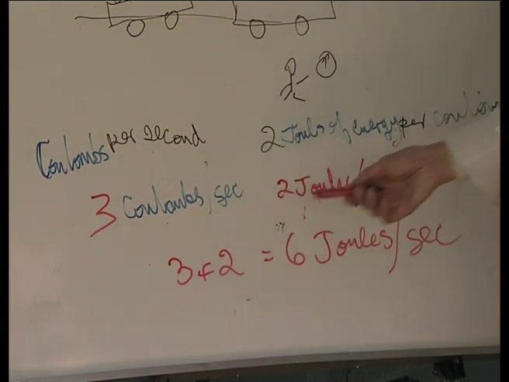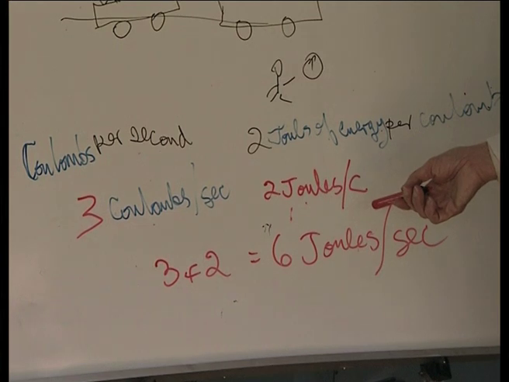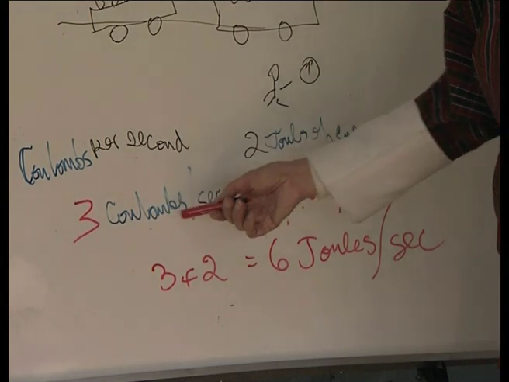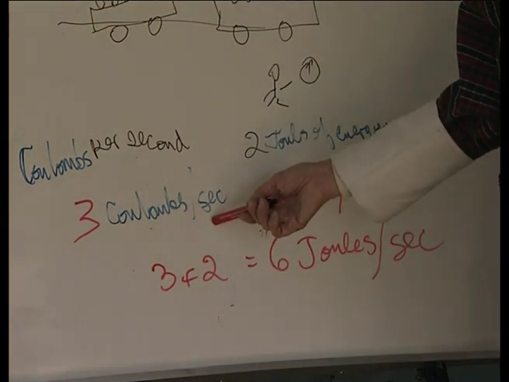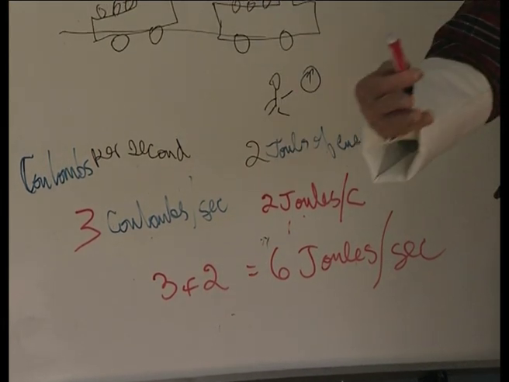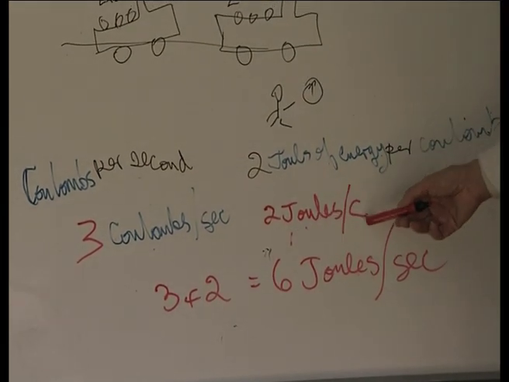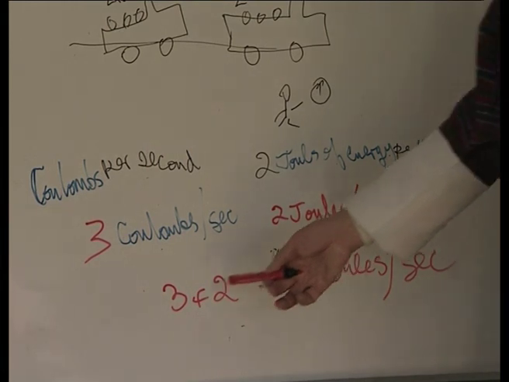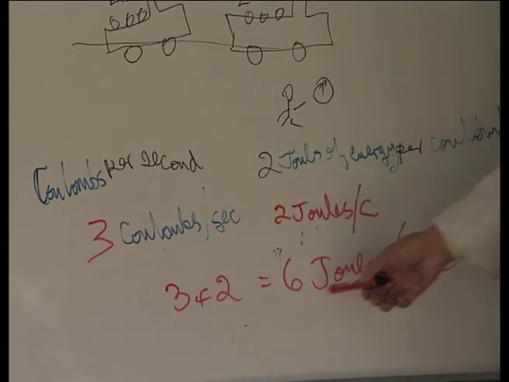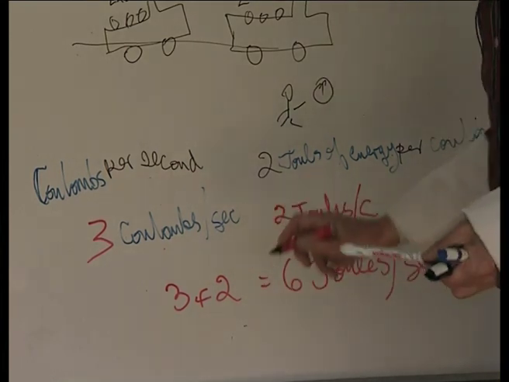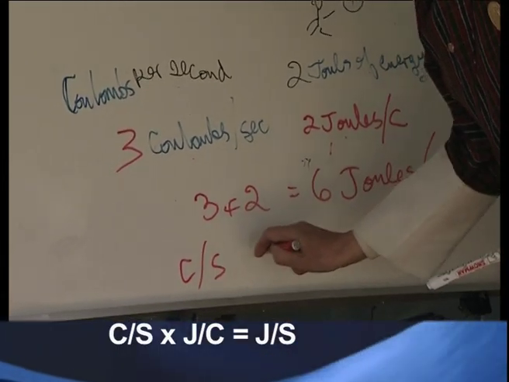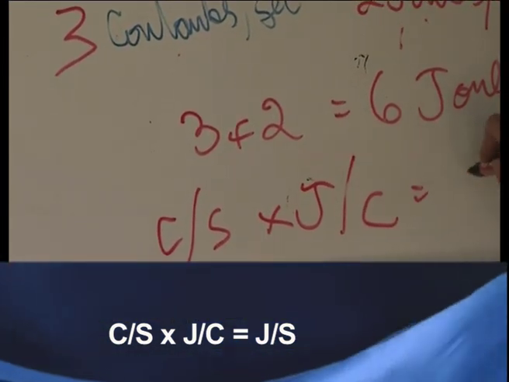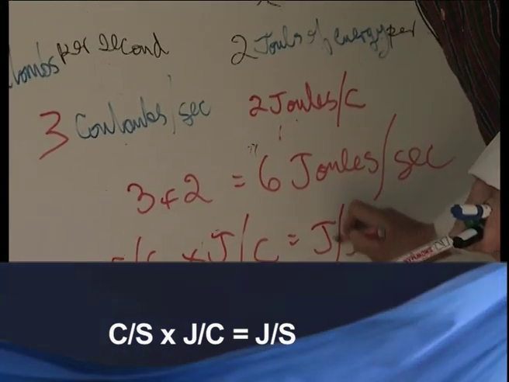3 trucks a second, 2 tons of stone per truck will give me 6 tons in 1 second. Here, 3 coulombs of charge a second, a bit like the truck, moving down the wire, carrying energy. 2 joules per coulomb, 2 joules of energy on 1 coulomb, 1 truck. What I'll get in 1 second is 3 times 2 equals 6 joules, which you notice is coulombs per second multiplied by joules per coulomb gives me joules per second.